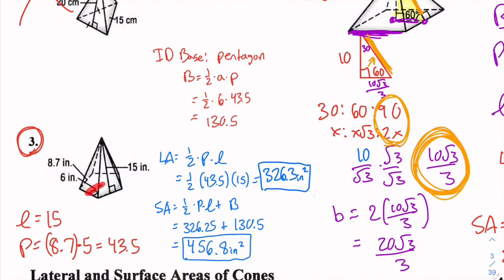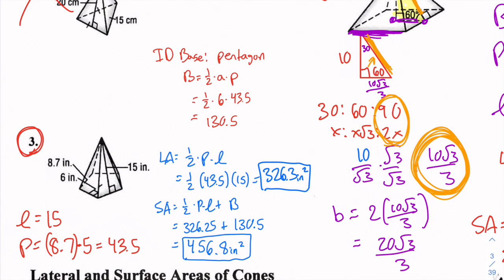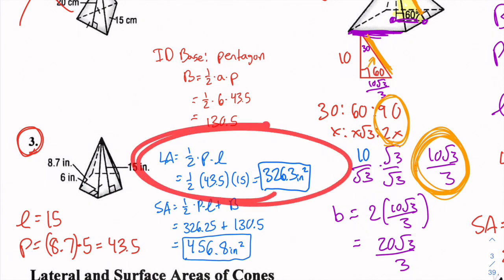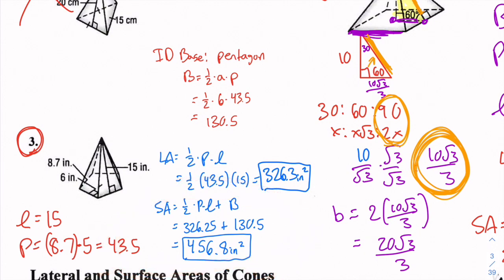right here is 6. The perimeter, you're going to take 8.7 right here, 8.7 times 5, which gets you 43.5. And they actually gave the slant height as well, which is 15. And then from there, you can just plug it in and solve for your lateral area, and then solve for your surface area. Okay.